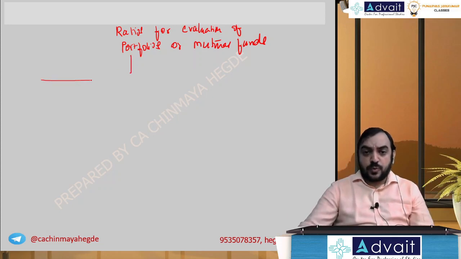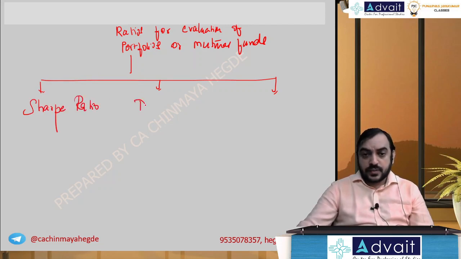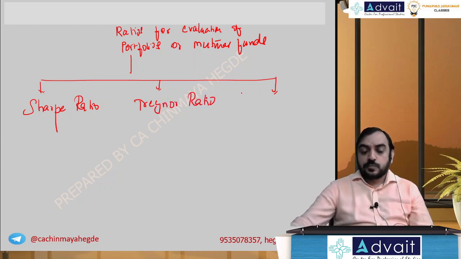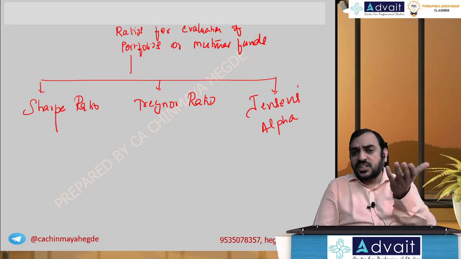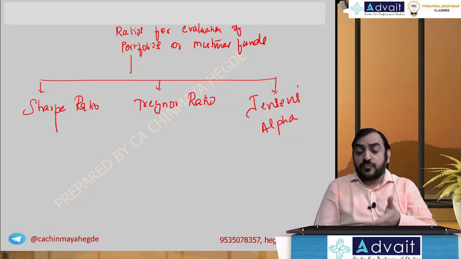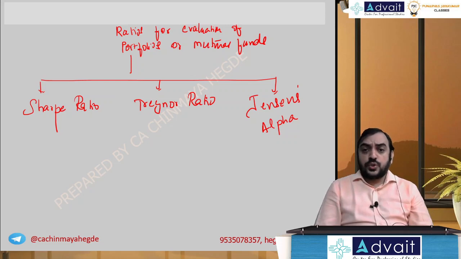There are 3 types of portfolio ratios. One is the Sharpe ratio, the other is the Treynor ratio, then we have Jensen's alpha. And in the exam, they can ask you to calculate and ask you to rank. They'll give you 5 mutual funds, ask you to calculate these ratios and do a ranking. A typical question asked in exams.